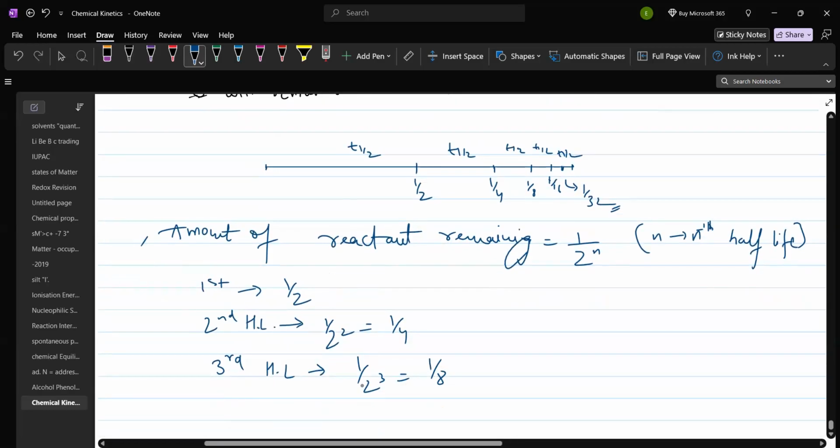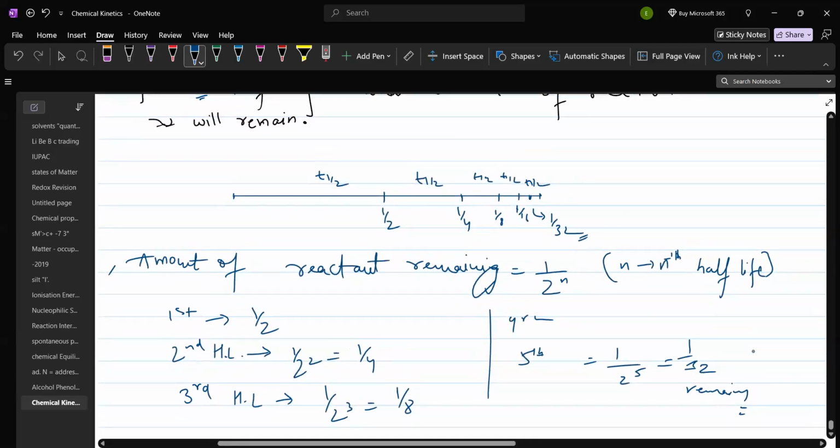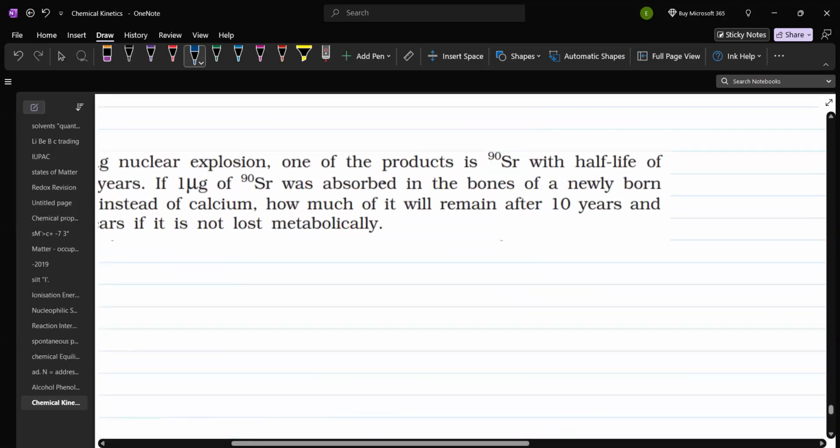Yes or no? Yes, sir. So in this way, fourth, then fifth. For the fifth, 1 upon 2 to the power 5, 1 upon 32 remains. Right? Correct? Yes, sir. So good, you have solved this question.